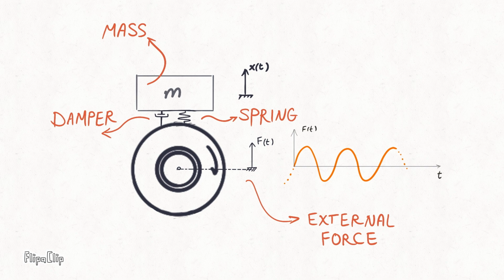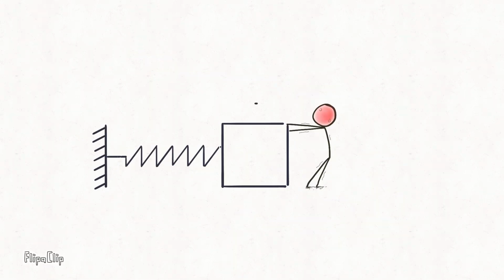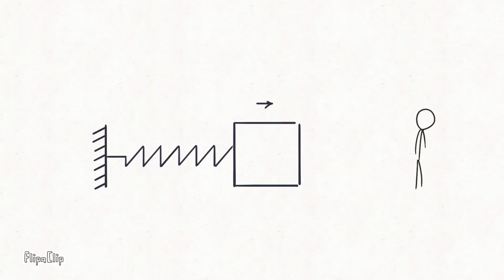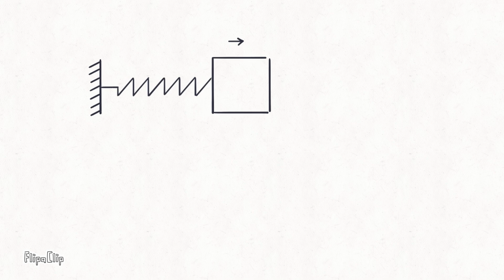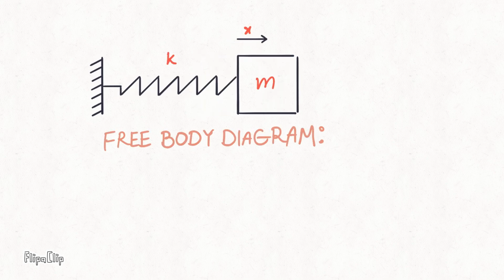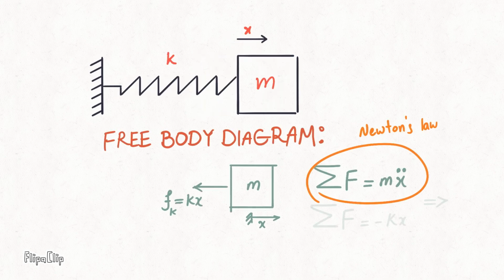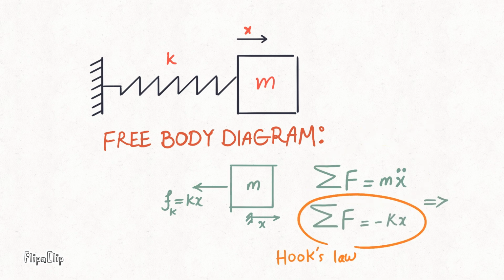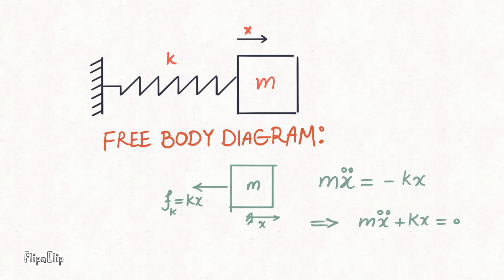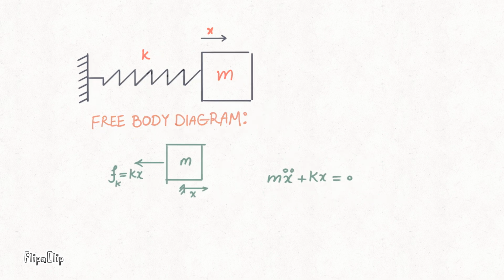But first, let's begin with a simpler case, a mass spring system with no external force and no damping. By analyzing the free body diagram and applying Newton's and Hooke's laws, we can derive the equation of motion for this system. This leads us to a second-order, linear, homogeneous differential equation.